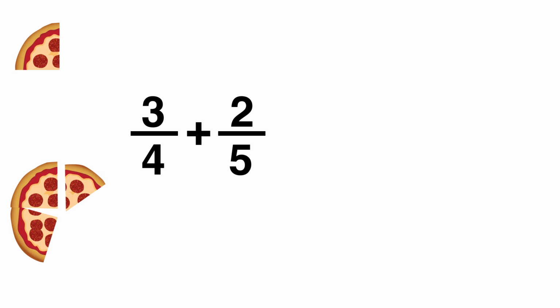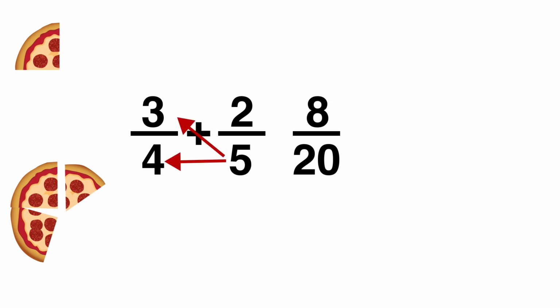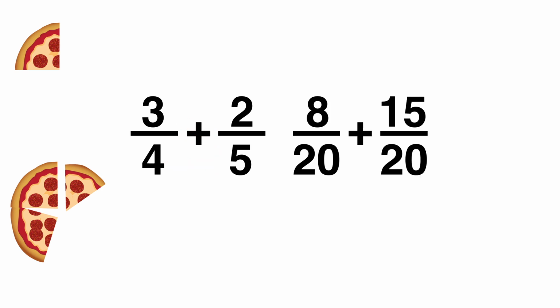We will multiply the 4 denominator in the first fraction by 2 and 5 in the second fraction. This will give us 8 over 20. Then we will multiply the 5 denominator in the second fraction by the 3 and 4 in the first fraction. This will give us 15 over 20.